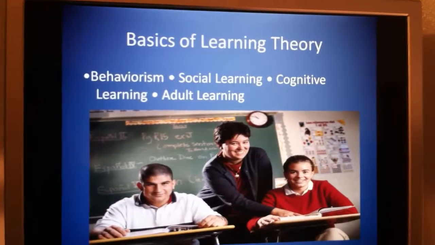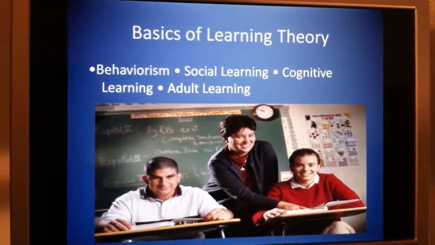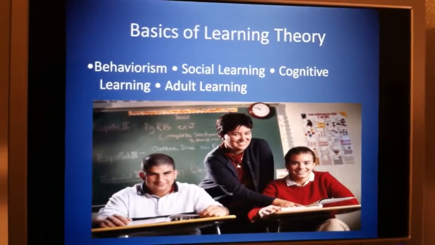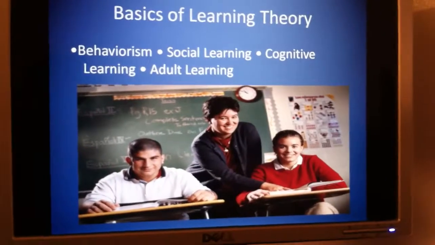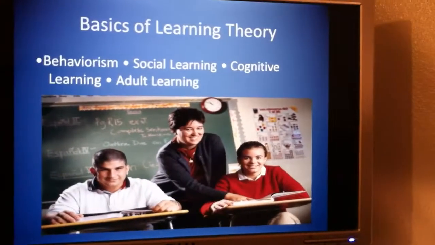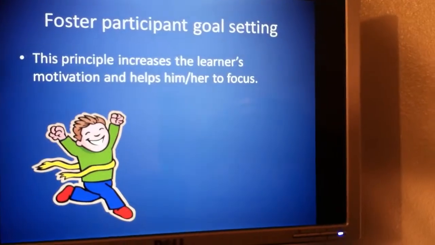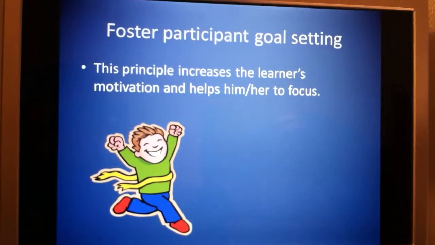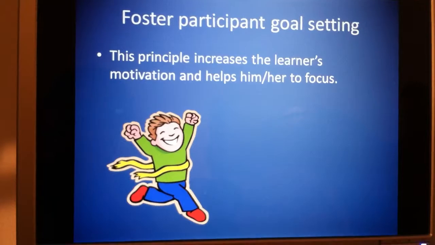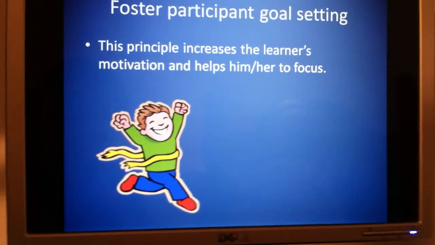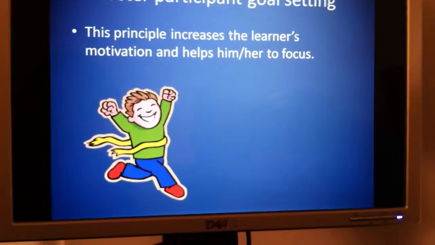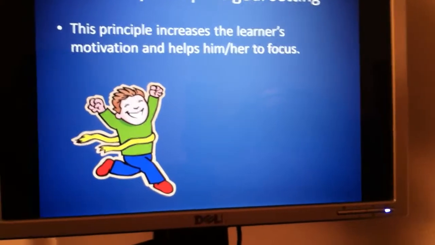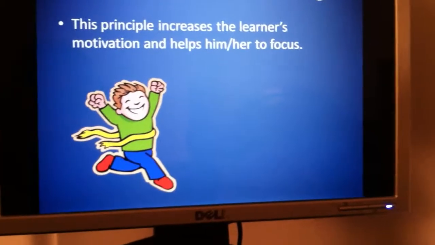The basics of learning theory contain the principles of learning through behaviorism, social learning, cognitive learning, and adult learning. And through these four theories, there are several principles that trainers or instructors should follow, according to Van Wart. The first principle is goal setting, which requires the instructor to set specific goals for the trainee during the training. This principle increases the learner's motivation and helps him or her to focus.